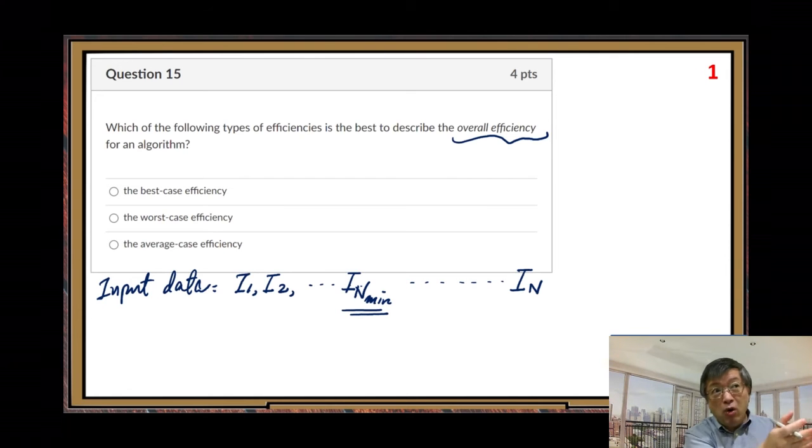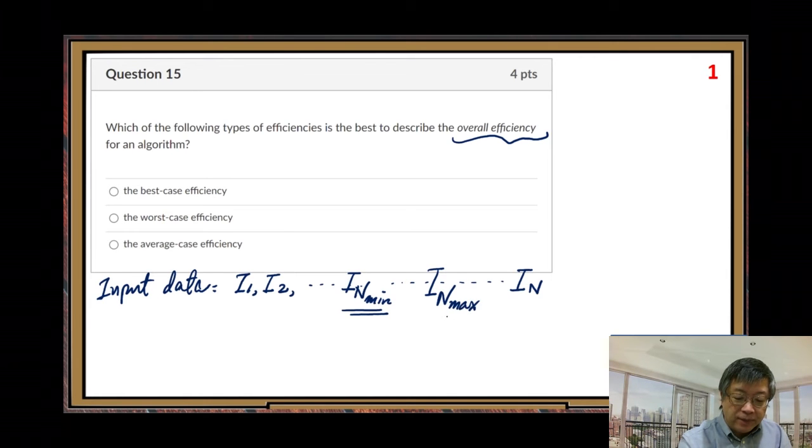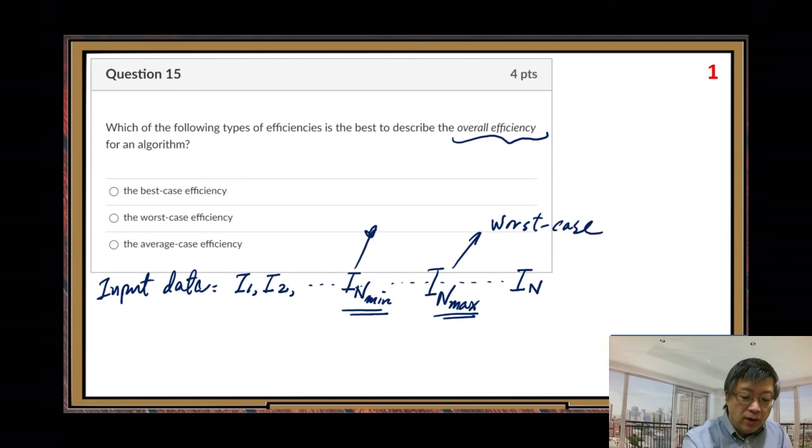The smaller the efficiency measure, the better, right? So the minimum. All right. Then the worst case, how about we use I max? This corresponds to worst case efficiency. And this corresponds to best case efficiency.